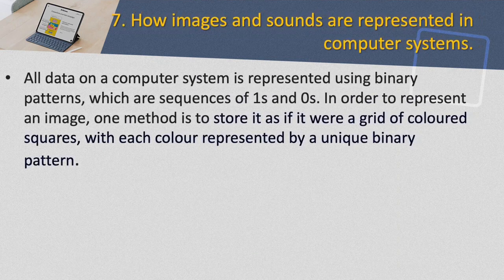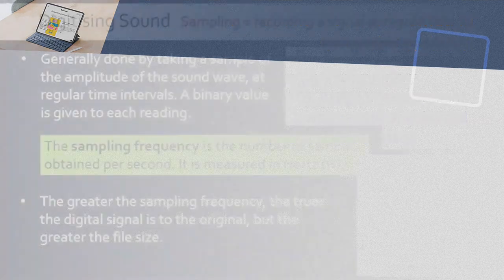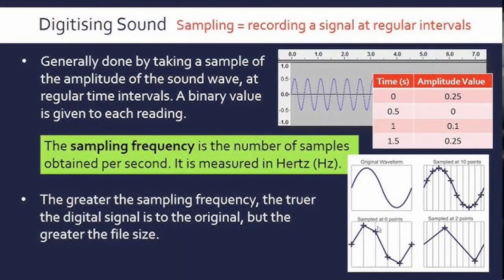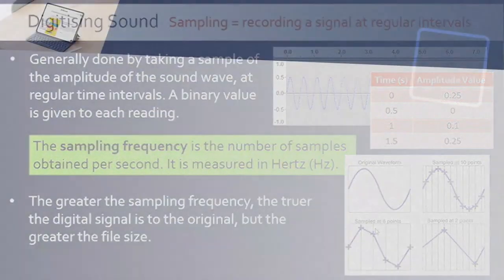All data on a computer system is represented using binary patterns, which are sequences of ones and zeros. In order to represent an image, one method is to store it as if it were a grid of colored squares, with each color represented by a unique binary pattern. Sound is generally digitized by taking a sample of the amplitude of the sound wave at regular time intervals. A binary value is given to each reading. The greater the sampling frequency, the truer the digital signal is to the original, but the greater the file size.